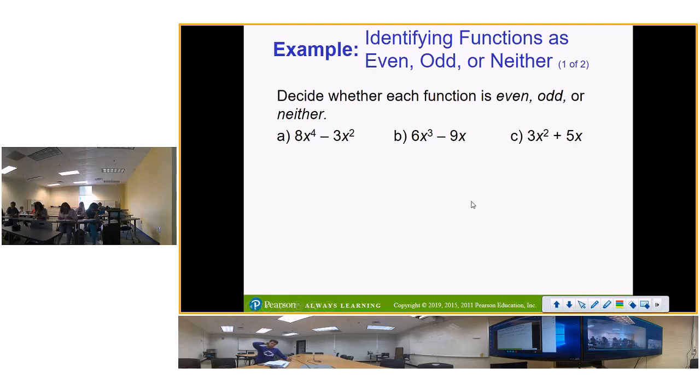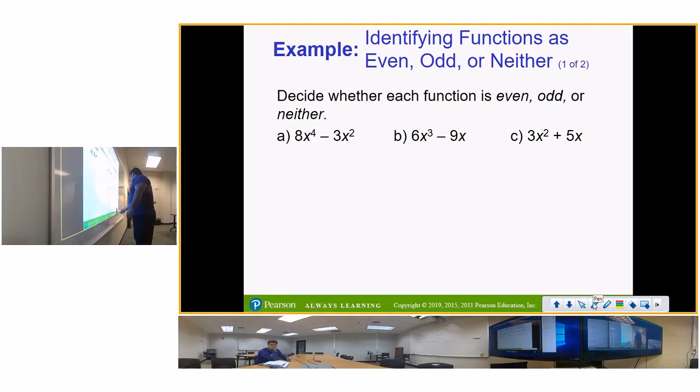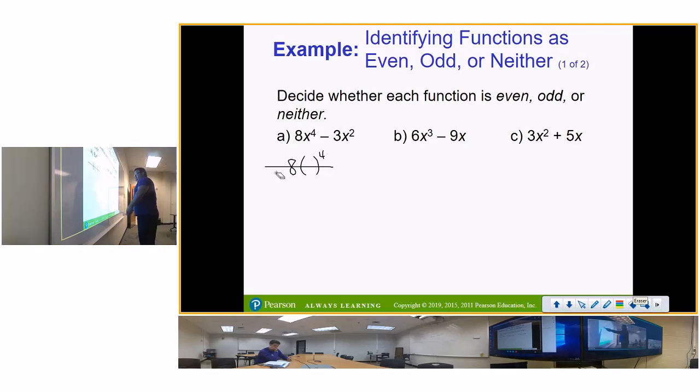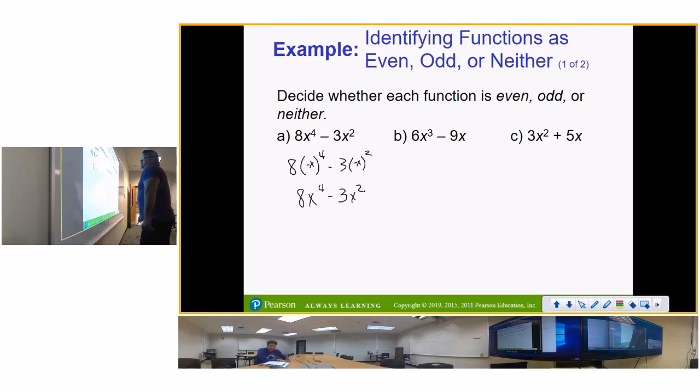So, the first one, I'm going to plug in negative x. So 8 parentheses to the 4th minus 3 parentheses squared, plugging a negative x in there. Every time I write on the left side of this board, it goes bonkers. And basically you're going to get 8x to the 4th minus 3x to the 2nd. So this looks like this. So you can say this one is what? Even?